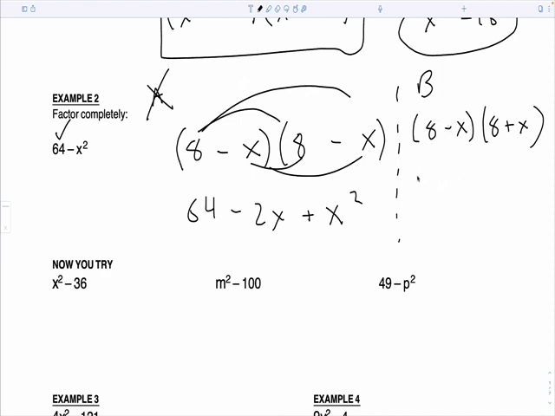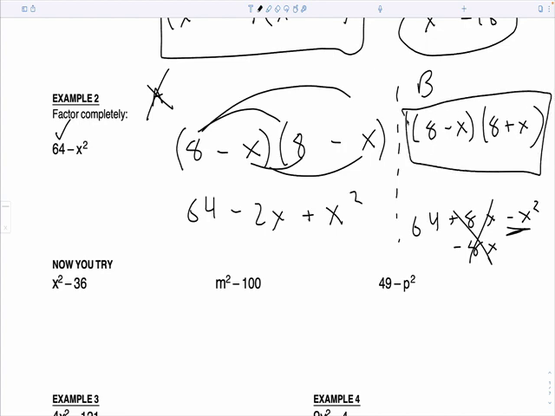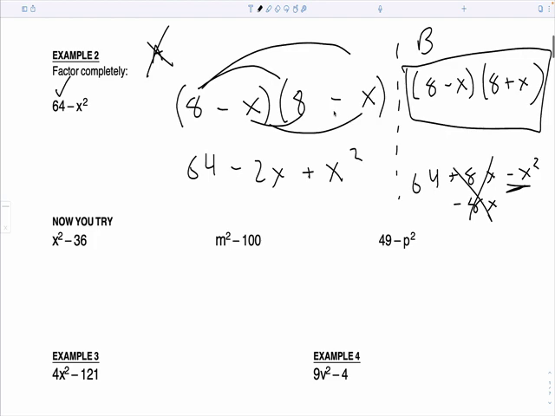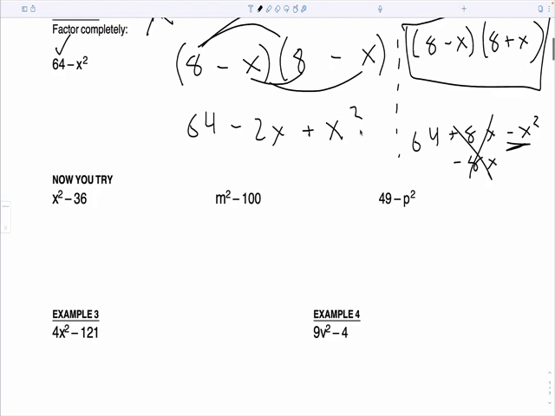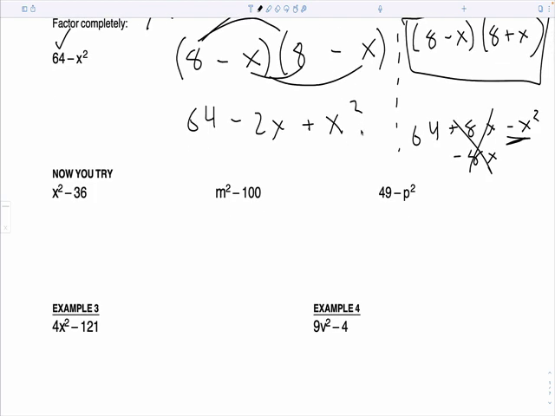8 times 8 is 64. 8 times x is 8x. Negative x times 8 is negative 8x. And negative x times x is negative x squared. That one does work because they cancel, and I have a negative. Tony. Will there ever be a scenario in this where there's not a number that can be easily squared, like 1.35? Not in Algebra 1. Maybe Algebra 2, your sophomore or junior year of high school.